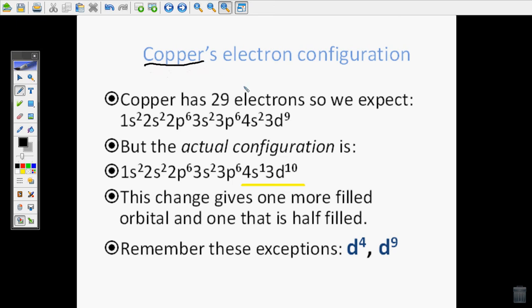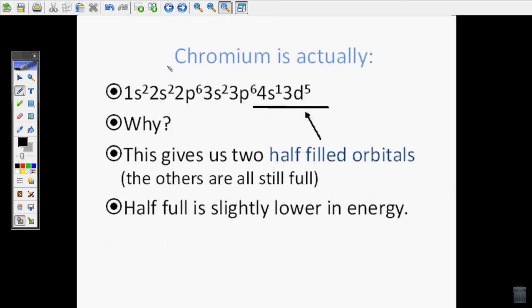Copper is one exception. This is what you would expect: 1s2, 2s2, 2p6, 3s2, 3p6, 4s2, 3d9. But it actually is 4s1, 3d10. That makes this d shell full and this half full, which is just more stable. Chromium's the other one. You would think that you get 4s2, 3d4, but having two half-full shells is better than this.